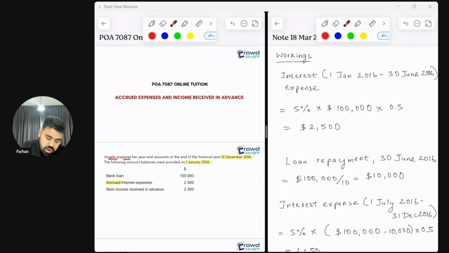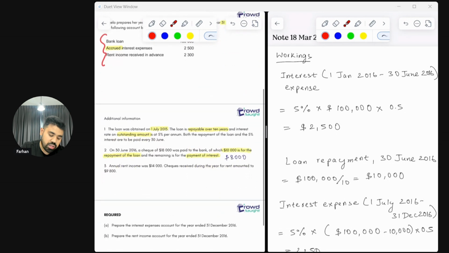Angela prepares her year-end accounts at the end of the financial year 31 December 2016. The following account balances were provided on 1 January 2016. So based on the first paragraph, we understand that we are working with a business which has a financial year starting on 1 Jan 2016 and ending on 31 December 2016. These are the opening balances for three different accounts on 1 Jan 2016, which are bank loan, accrued interest expense, and rent income received in advance.